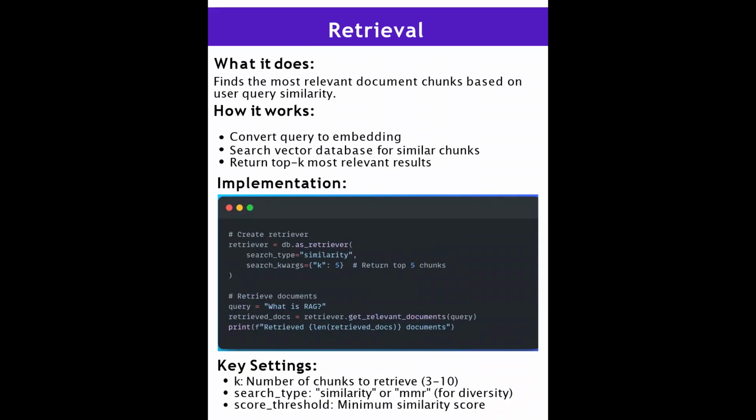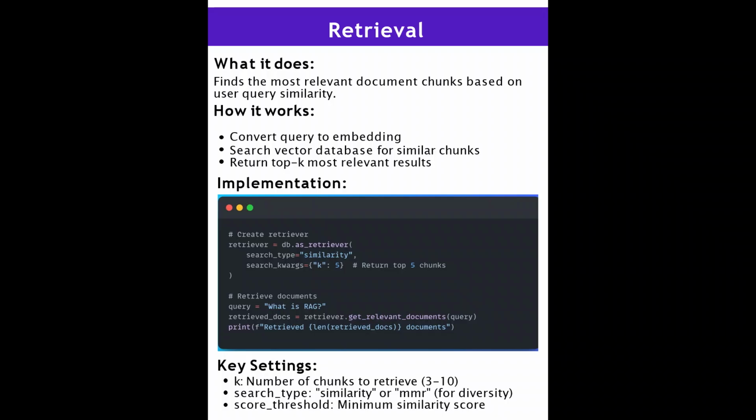Retrieval. What it does: find the most relevant document chunks based on user query similarity. How it works: convert queries to embeddings, search the vector database for similar chunks, return the top k most relevant results. Yeah, there is the implementation syntax.